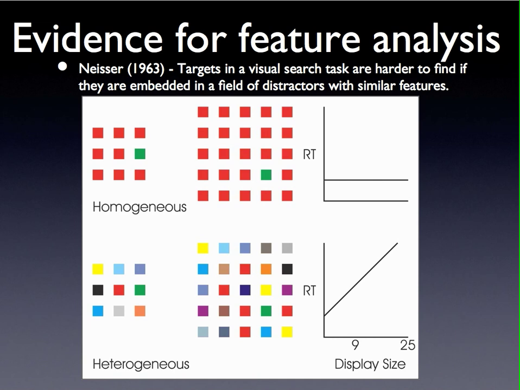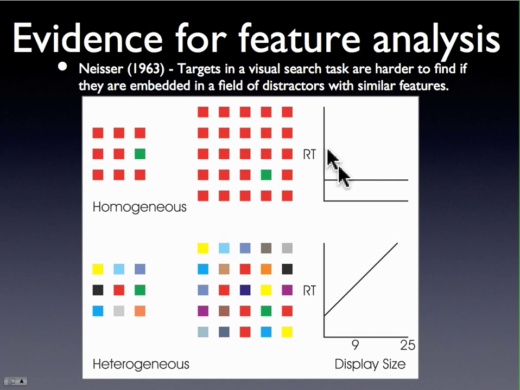And so there's evidence in visual search tasks for feature analysis. So if you're asked to look for a target, like in the upper panel, a green square, well, if that is embedded in a search array of very different distractor objects like red squares, it's really easy to find that no matter how many elements you add to the array.